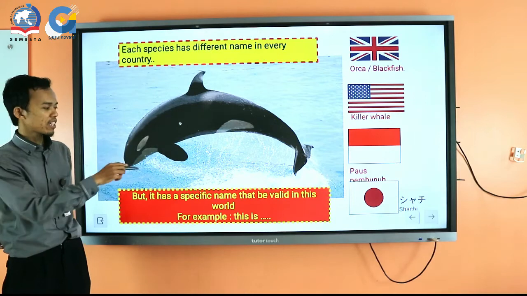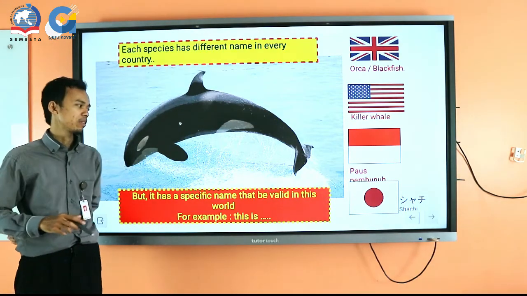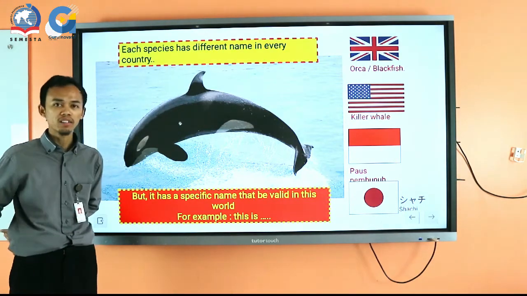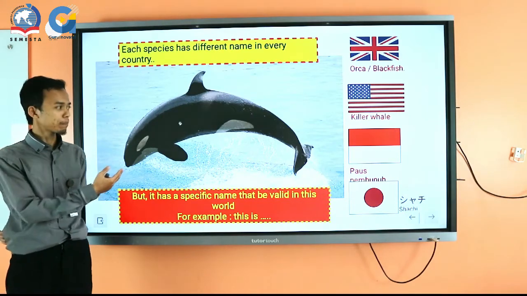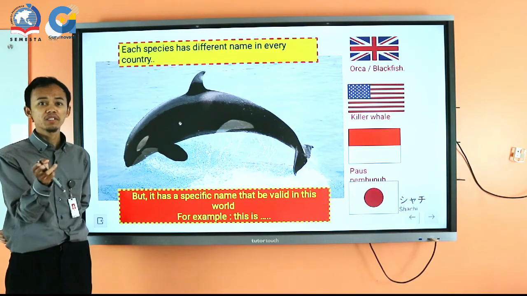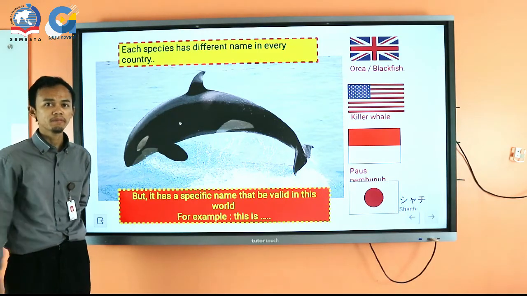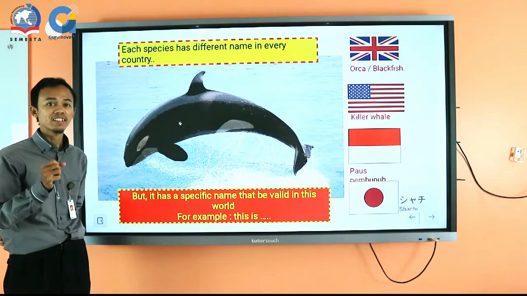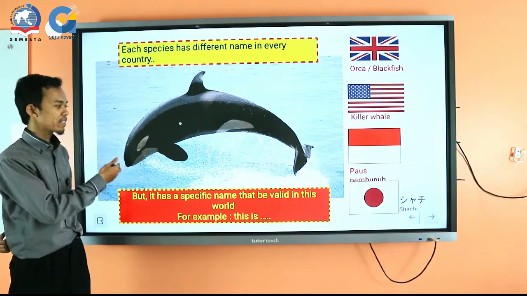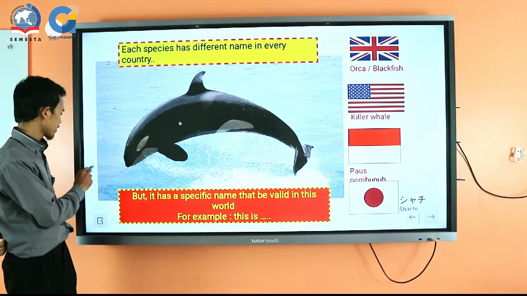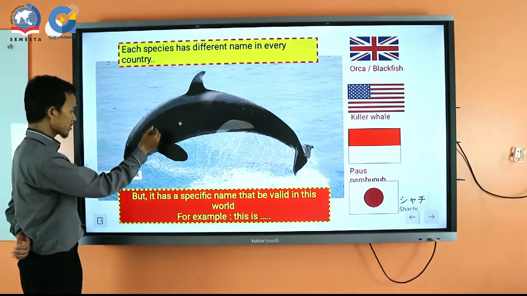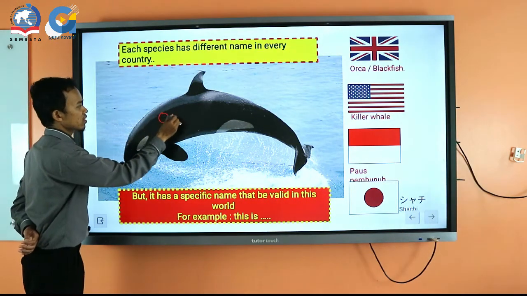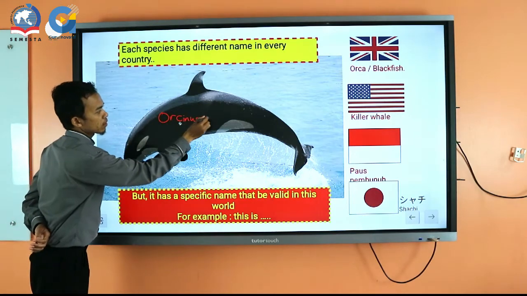But this animal or mammal has a specific name that is valid in this world, universal. First of all, you can look in your course book. Okay, yeah, correct. The name is Orcinus orca. This is the Latin name for these mammals, Orcinus orca.